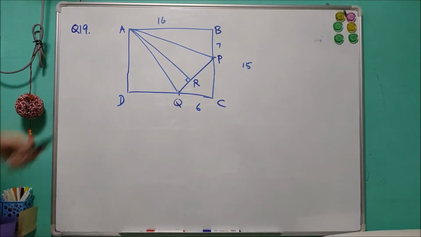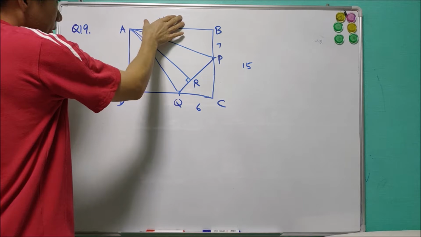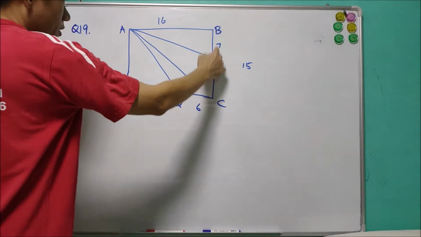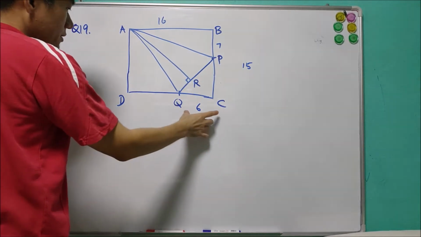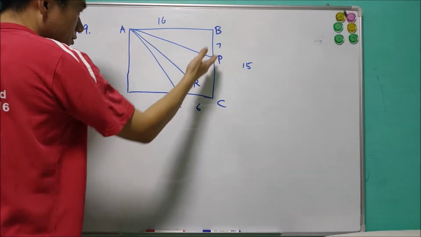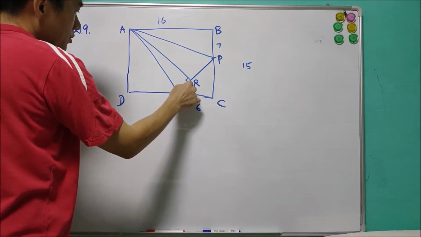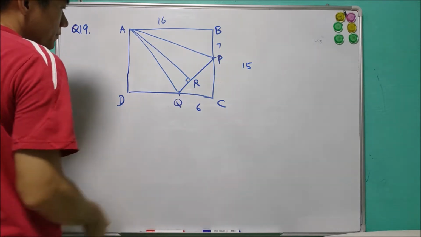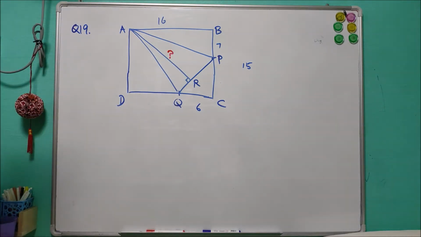So this is question 19. Given that ABCD is a rectangle with AB equals 16 and BC equals 15. P is a point on BC such that this is 7. Q is a point on CD such that this is 6. Join P and Q. Now from PQ, construct a point R so that AR is perpendicular to PQ. The question asks what is the value of AR.